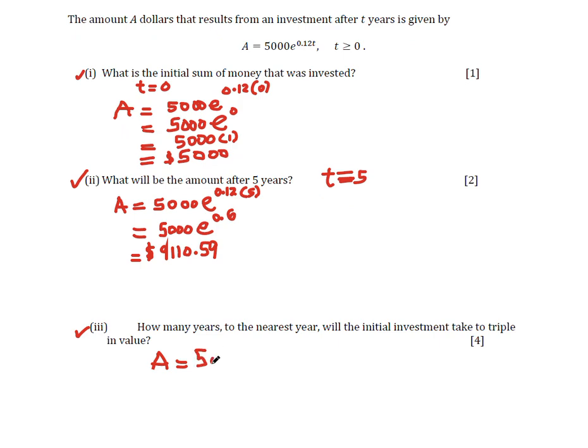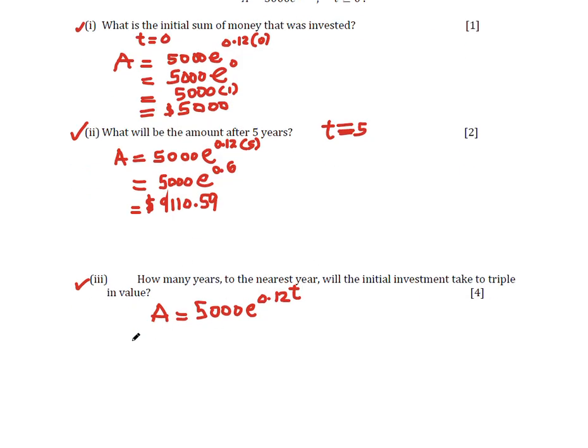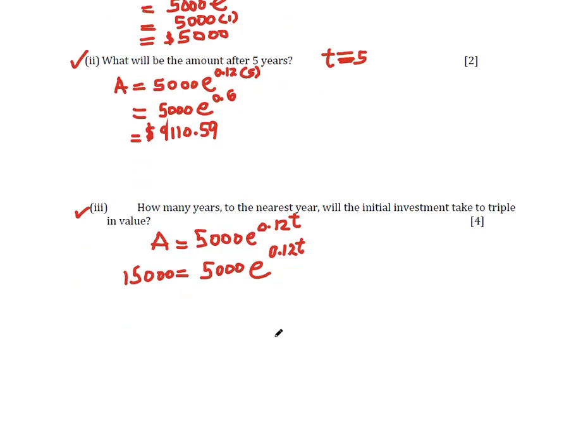So let's write out the exponential growth function that we were given again, which is A equals 5,000 e raised to the 0.12 t. So we're going to replace A here with 15,000, because that will be the value of the investment when it triples in value. So 15,000 is going to be equal to 5,000 e to the 0.12 t, and in this case we are interested in finding the value of t.